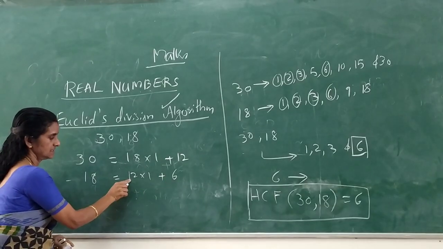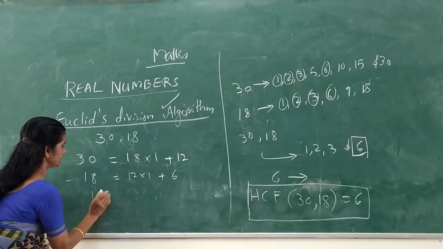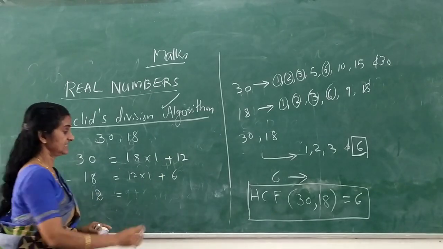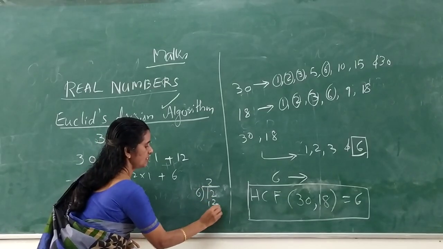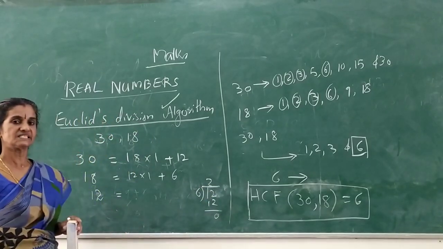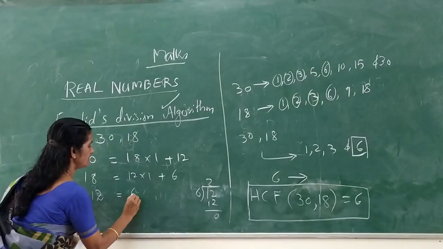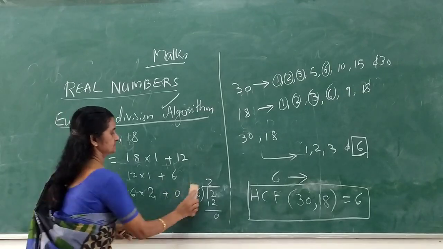Now, take the recent divisor, that is 12, as the dividend and the remainder 6 as the divisor. 12 divided by 6: quotient 2, remainder 0. So we can express 12 as 12 is equal to 6 into 2 plus 0.